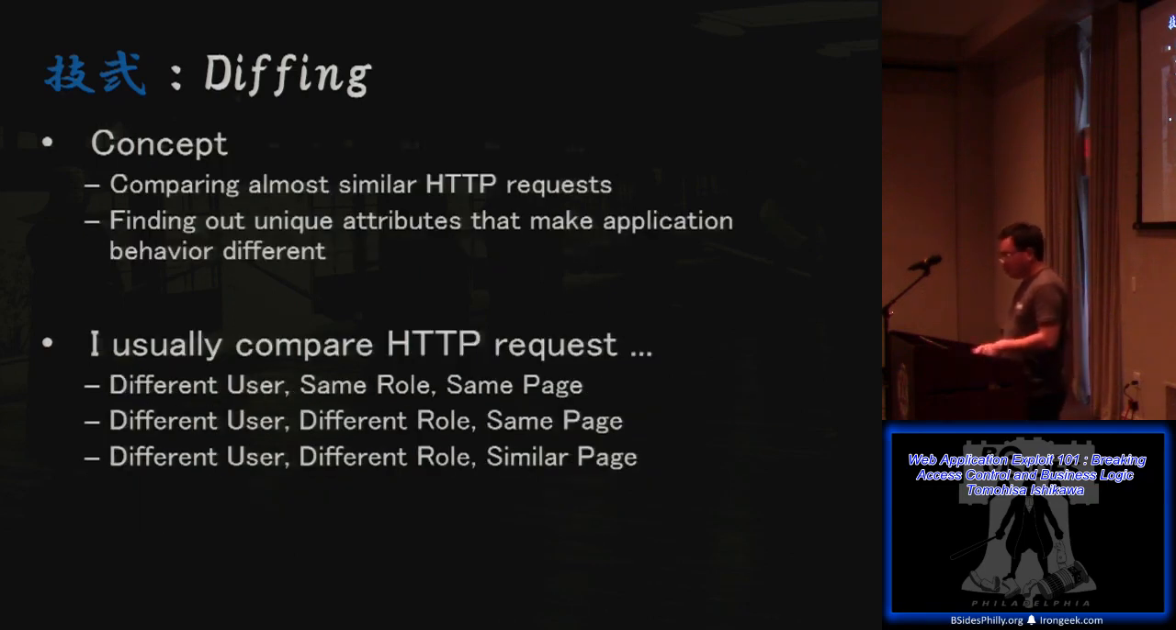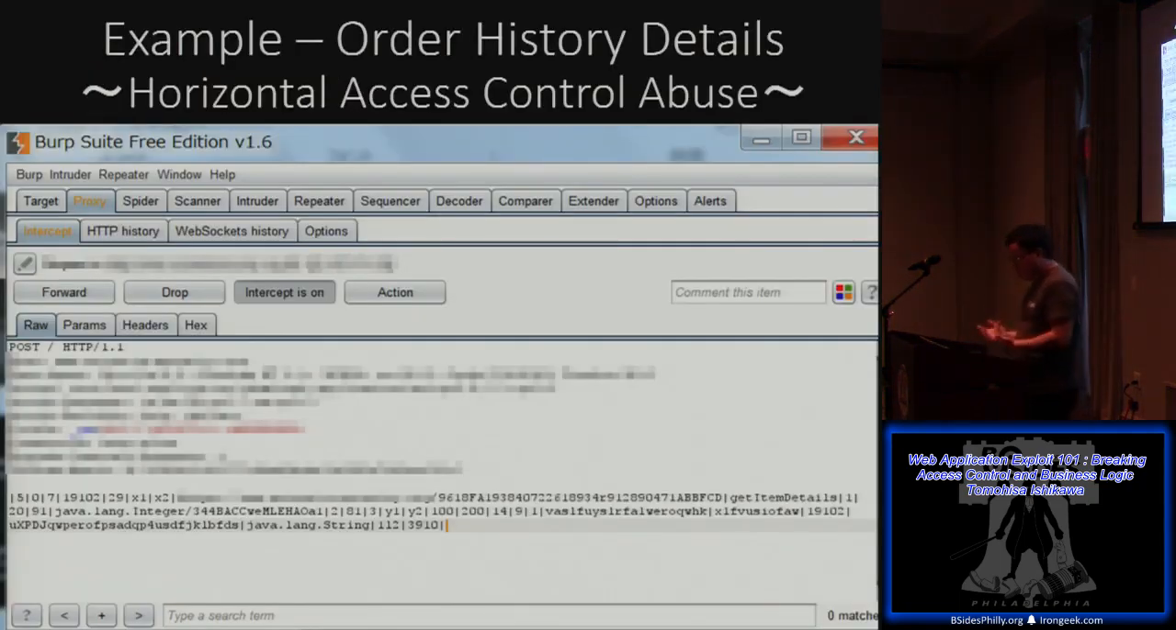So what is diffing? Diffing basically compares almost similar HTTP requests and finds a unique attribute that makes the application behavior different. I usually compare HTTP requests of different user, same role, same page, for example, or different user, different role and same page, or different user, different role, similar pages. By comparison, we can see what attribute changes the behavior. So let's discuss an example.